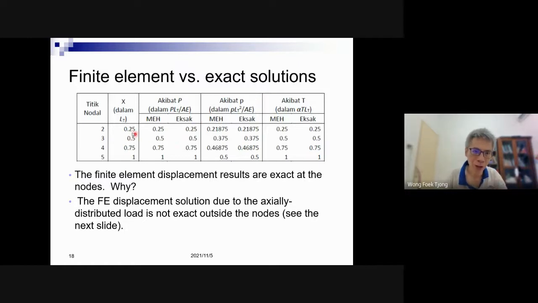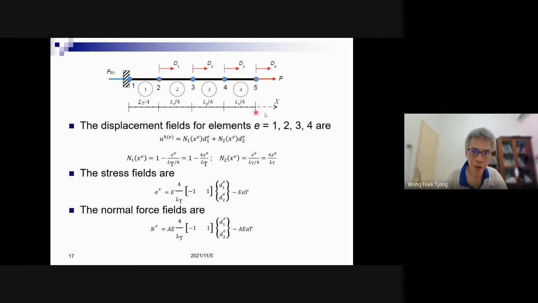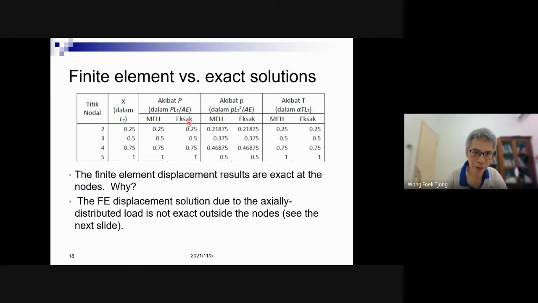Okay, so this is for nodes 1, 2, 3, 4, 5, and this is the coordinate, right? We want to compare the results with the exact. So we see that this is the finite element result at the nodes, and this is also the exact result at the same nodes due to concentrated load P. This is due to distributed axial load small p, and this is due to temperature change.